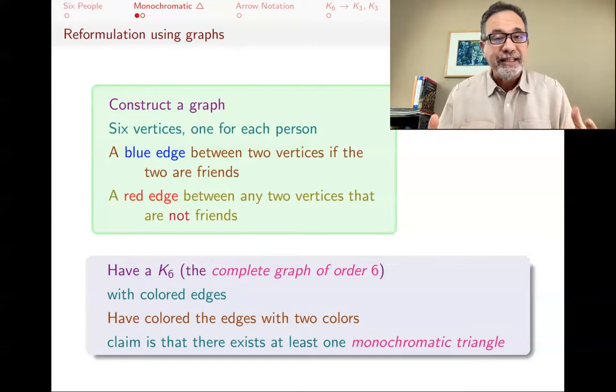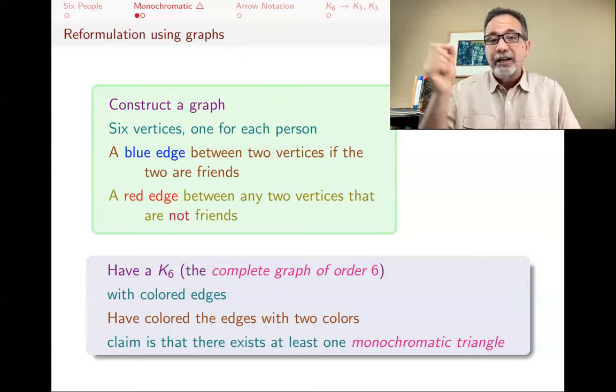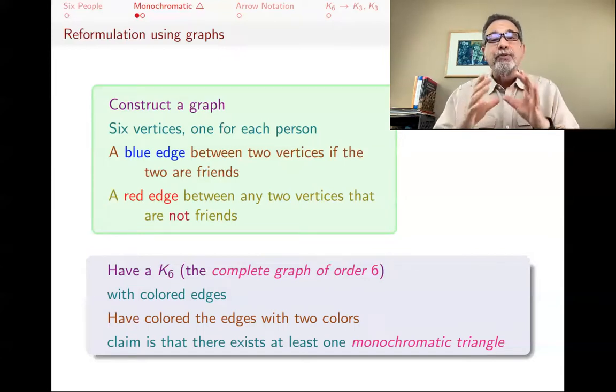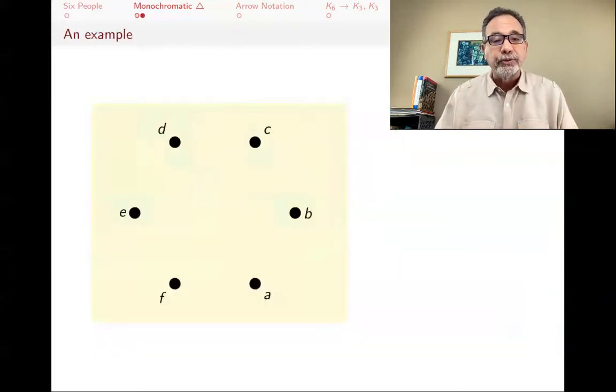If you take a K6, a complete graph of order 6 with 6 vertices, and if you take each edge and decide on a color, whichever way you want, this one is going to be blue, that one is going to be red, and so forth, I'm guaranteeing you that there will be either a blue triangle or a red triangle, no matter how you do it. So let's see, what do I mean?